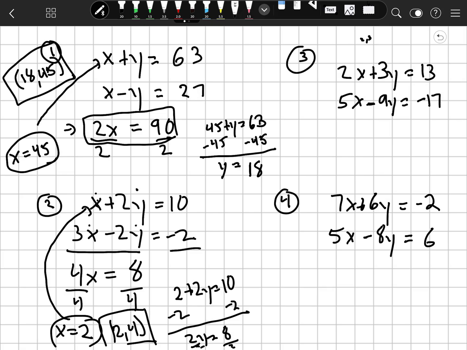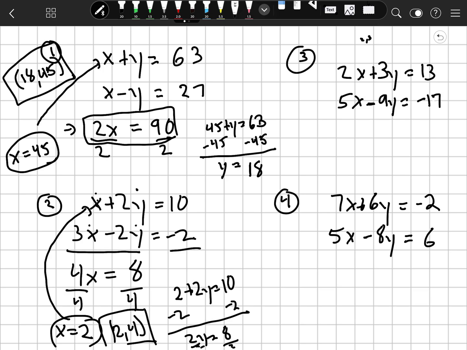If I plugged in 2 for x, that's 6, and 4 for y, that's negative 8. 6 minus 8 is negative 2. So it works. Okay, let's take a look at one that's maybe a little more difficult, a little more complex. 2x plus 3y equals 13, and 5x minus 9y equals 17.